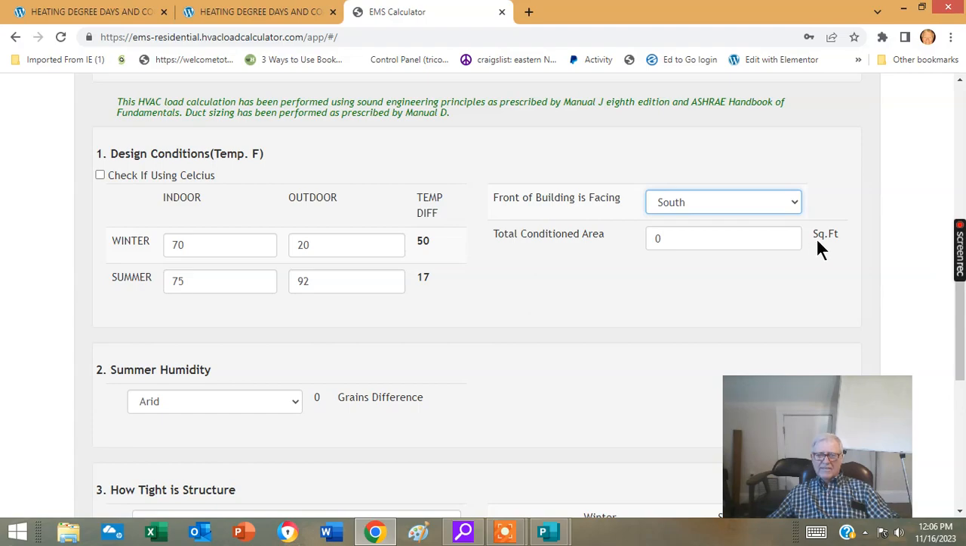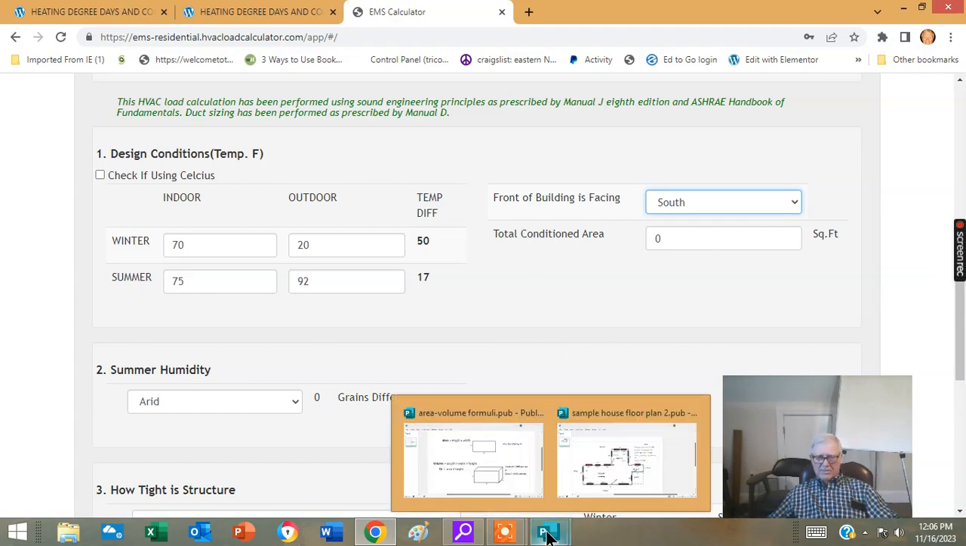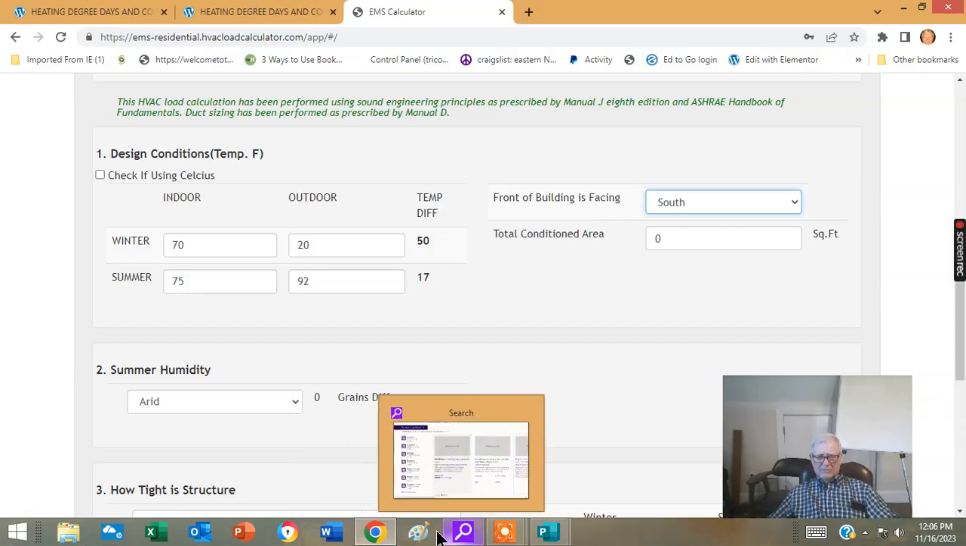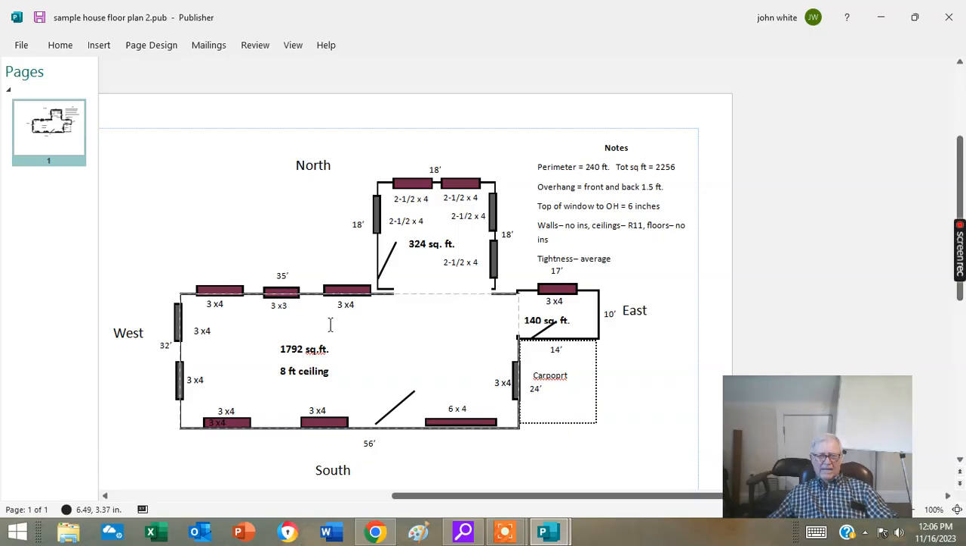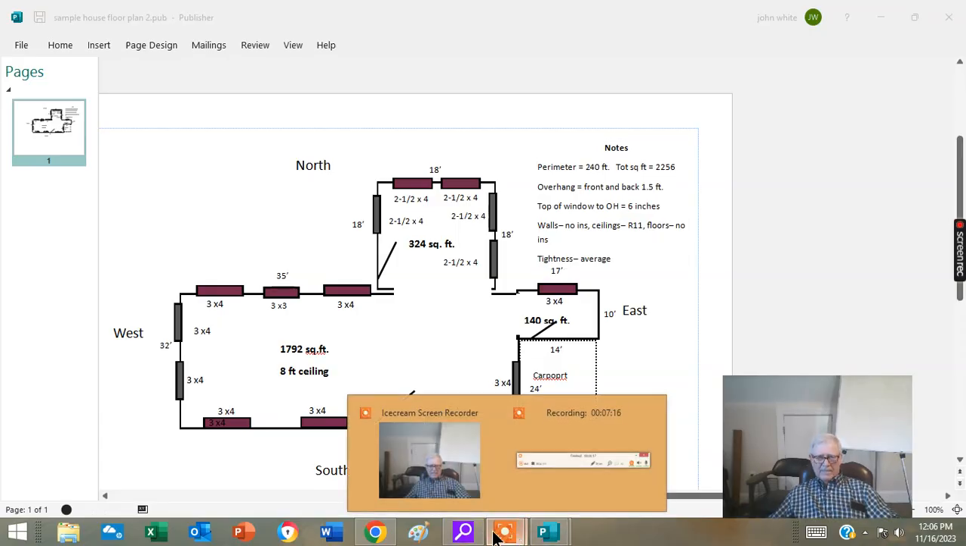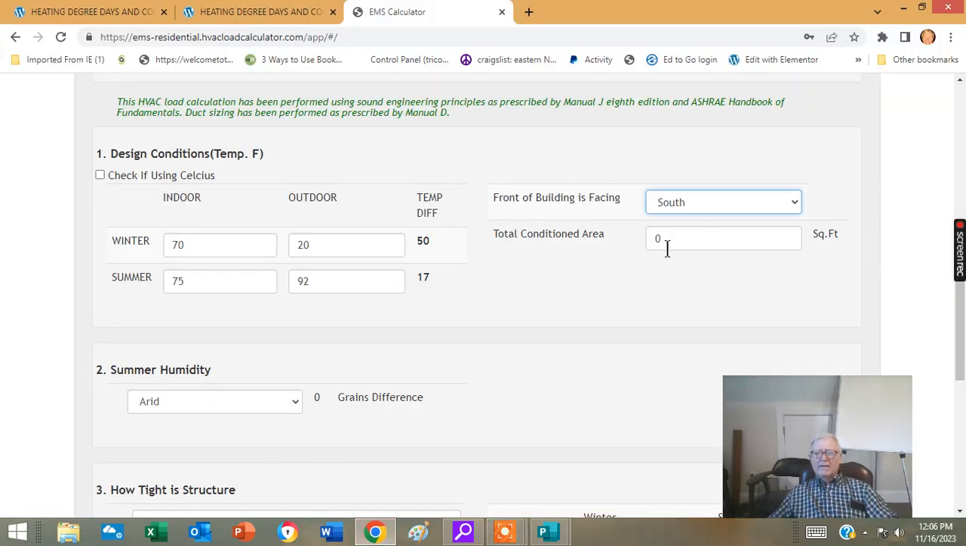And it's kind of asking you how many square feet we have in the house. Well, let's go back to my picture again. If I can find the picture. There it is. Okay. Total square footage is 2,256 square feet. So I'll put that down in there. 2, 2, 5, 6.